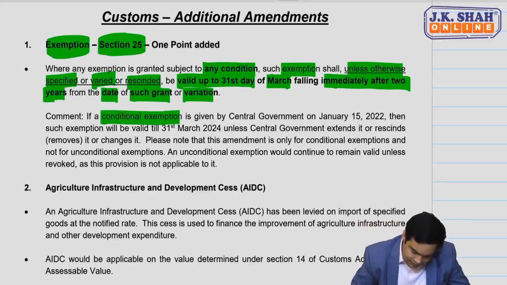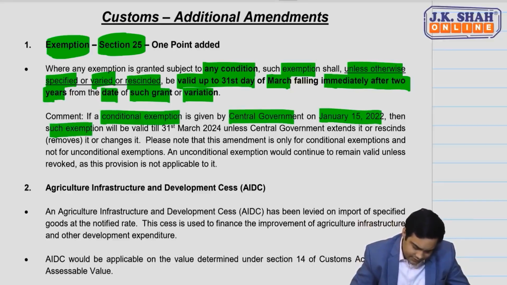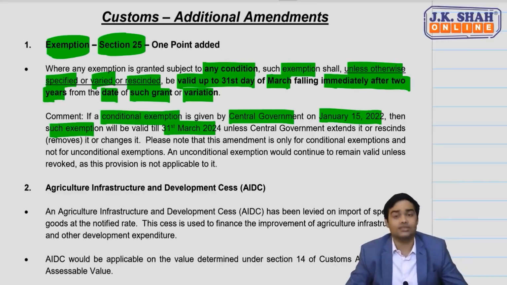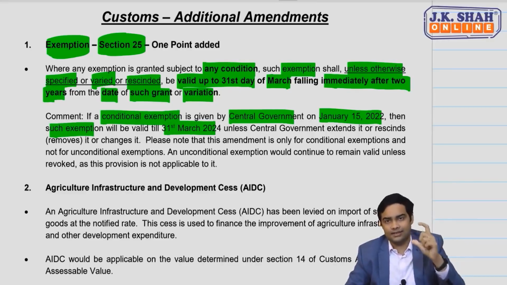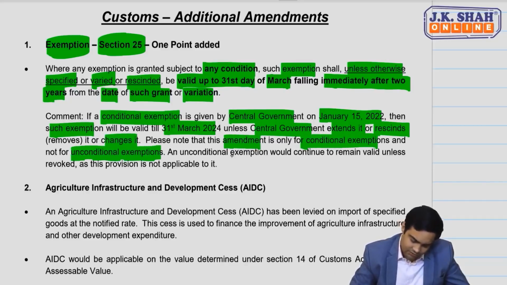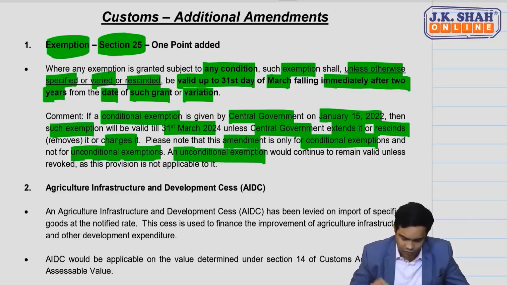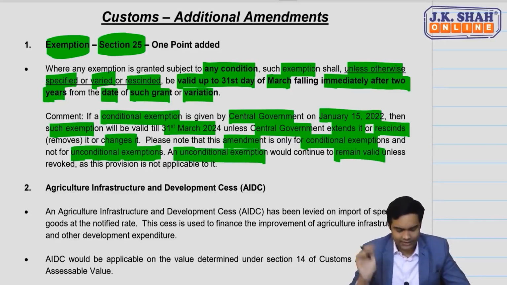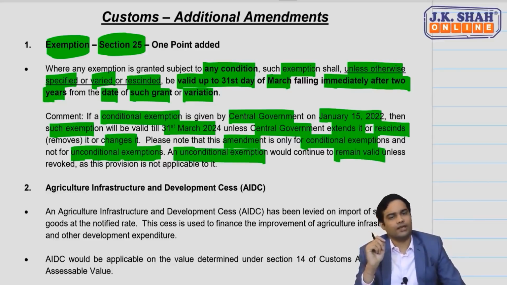If a conditional exemption is given by central government on 15 Jan, then such exemption will be valid till 31st March 2024. This can easily come as a case study type question. Unless central government extends it, rescinds it or changes it. Please note that this amendment is only for conditional exemptions and not for unconditional exemptions. Unconditional exemption would remain valid unless it is revoked. Clear with this?